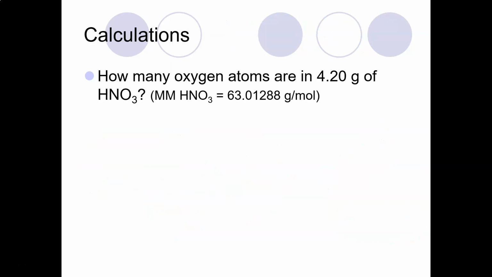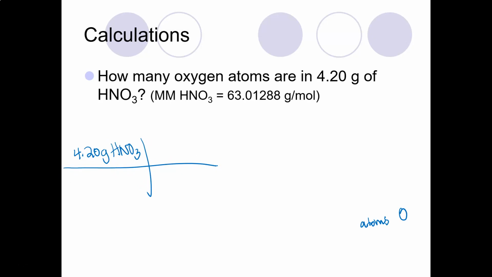For this one, I'm going to add another step. This is almost the same question as the last one, but now it says how many oxygen atoms are in 4.20 grams of HNO3. So this time we're solving for atoms of oxygen, and we're still starting with 4.20 grams of HNO3.